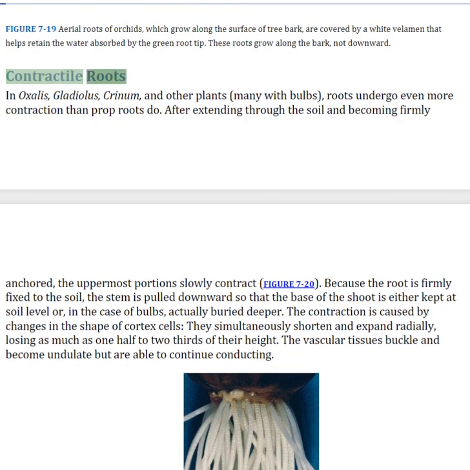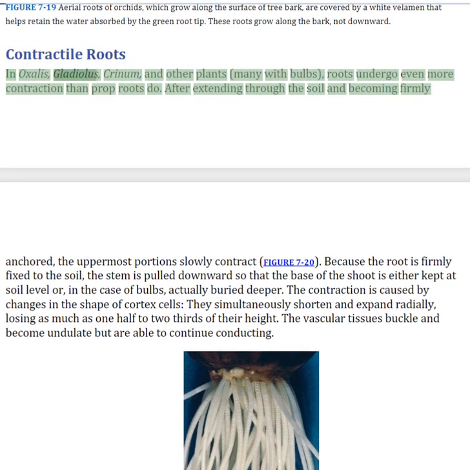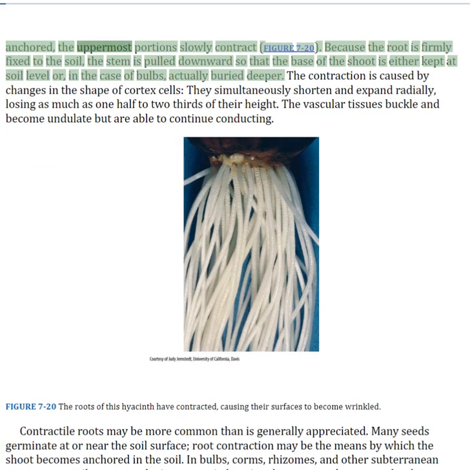Contractile roots. In Oxalis, Gladiolus, Crinum, and other plants, roots undergo even more contraction than prop roots do. After extending through the soil and becoming firmly anchored, the uppermost portions slowly contract. Because the root is firmly fixed to the soil, the stem is pulled downward so that the base of the shoot is either kept at soil level or, in the case of bulbs, actually buried deeper.